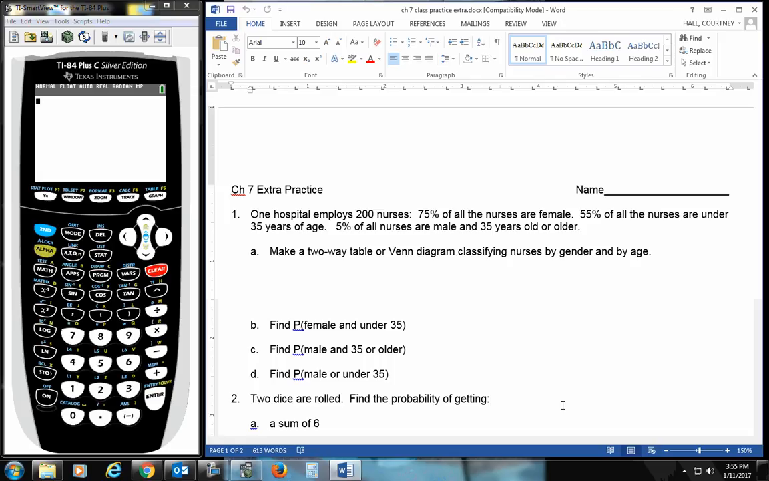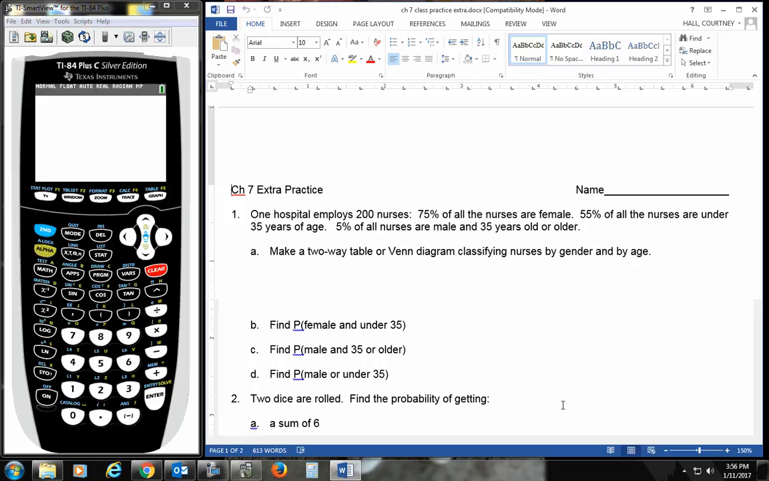Okay? So number one, a hospital employs 200 nurses. 75% of all the nurses are female. 55% of all the nurses are under 35 years of age, and 5% of all nurses are male and 35 years or older. Part A, make a two-way table or Venn diagram classifying nurses by gender and age.